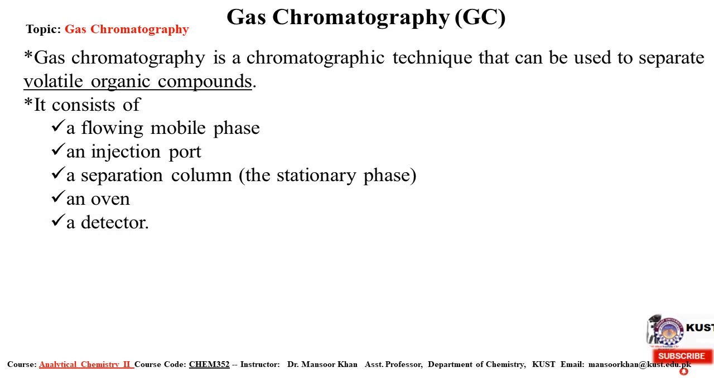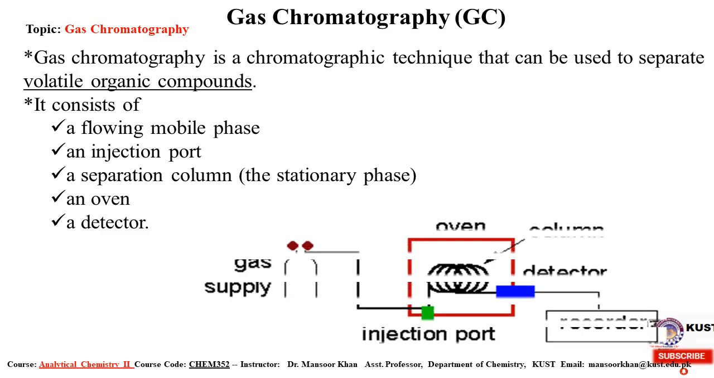A detector. Detectors are a particularly important part of gas chromatography which detect the concentration and are also used for the identification of the various components of the sample which are examined, which are separated by using gas chromatography.